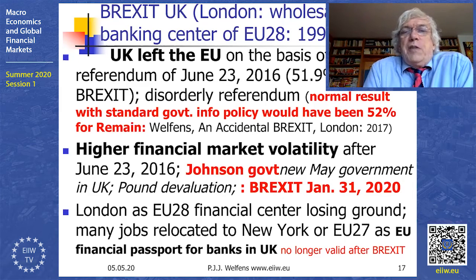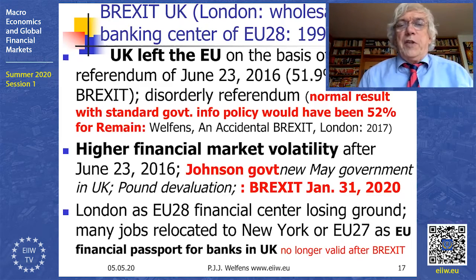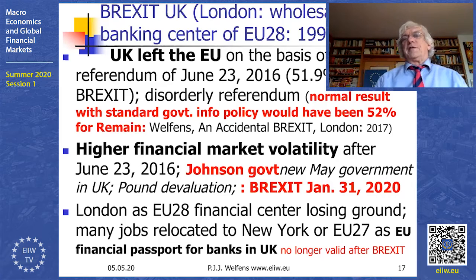And on the other hand, based on a UK popularity function, which shows the link between economic growth performance and the popularity of government, well, one can easily calculate that if voters in the UK would have known this, then the result would have been 52.1% for Remain.